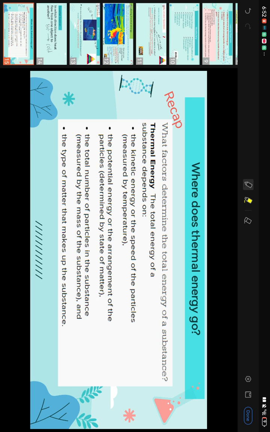So where does thermal energy go? Thermal energy means the total energy of a substance, which depends on, first, kinetic energy. And from the previous lesson we know the meaning of kinetic energy and potential energy, and the total number of particles, and also the type of matter that makes up the substance.